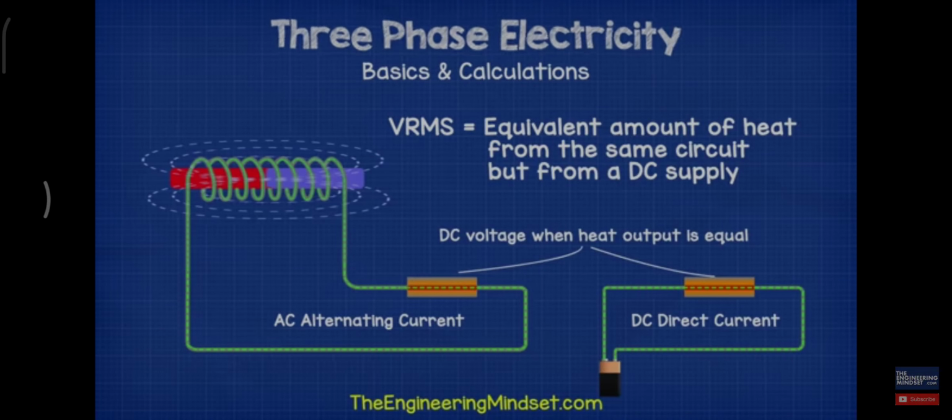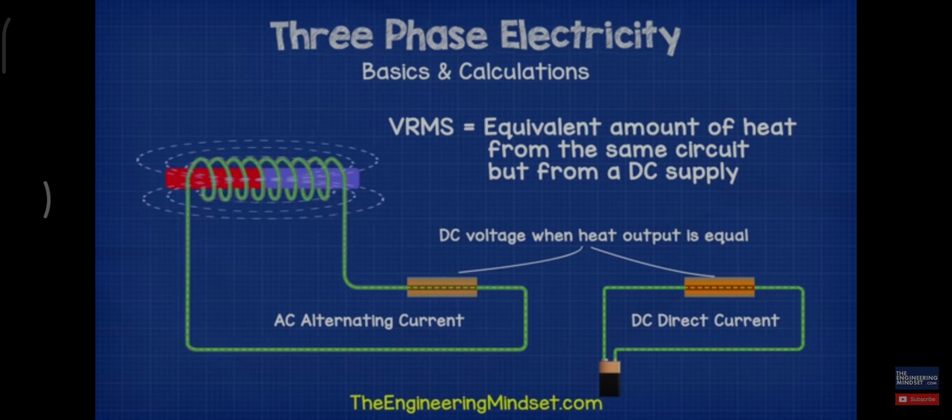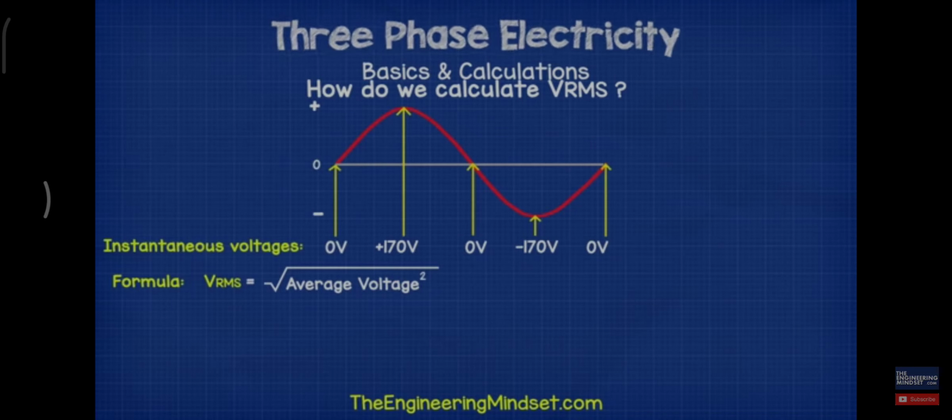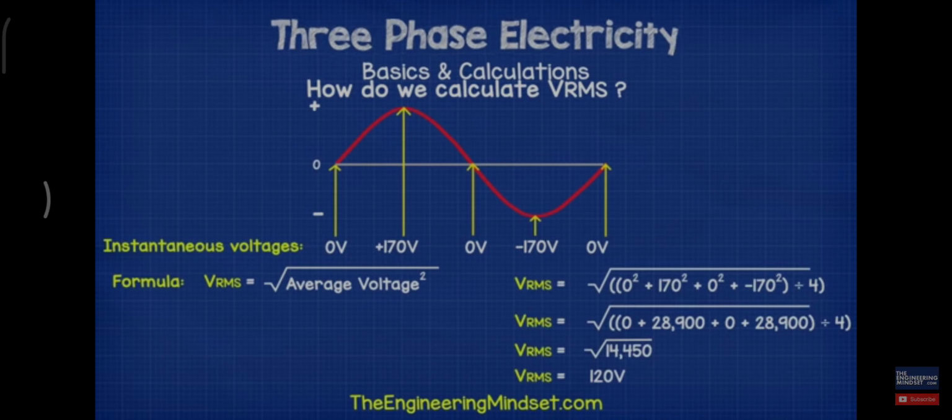Luckily for us, some intelligent person came up with the idea of using the RMS value. Basically, they worked out how much heat an electrical heater could produce when connected to an AC alternating current circuit, and then they connected it to a DC direct current circuit and increased the voltage until it produced the same amount of heat. They then worked out a formula we can use, that being the square root of the squared average instantaneous voltage.